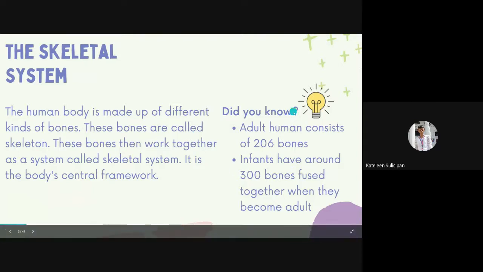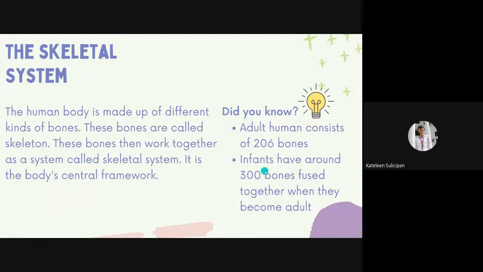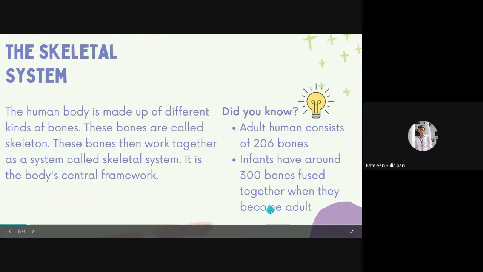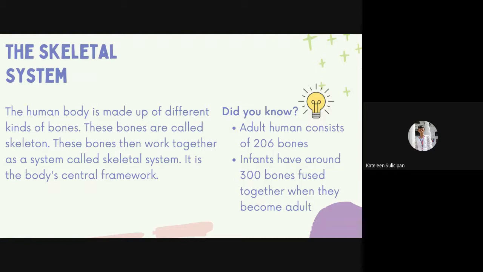Did you know na yung adult human consists of 206 bones and infants have 300 bones? Kasi, the reason nito is that it is fused together when they become adult. Yung 300 bones nag-fuse together, so magiging 206 na lang. So, from 300 to 206 bones na lang.